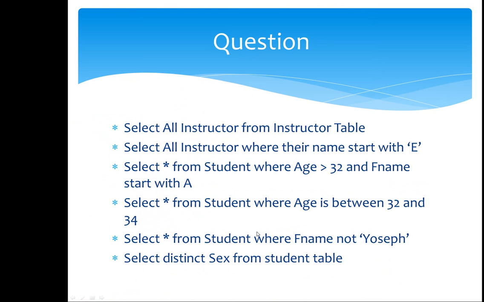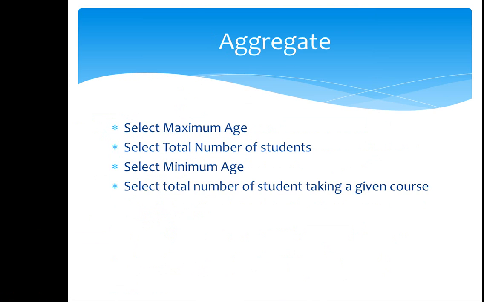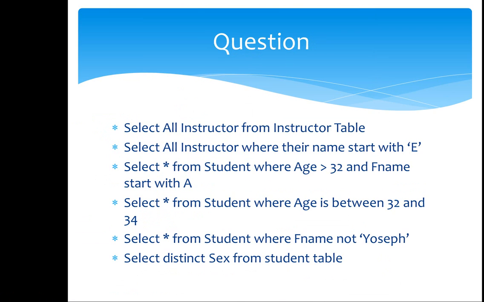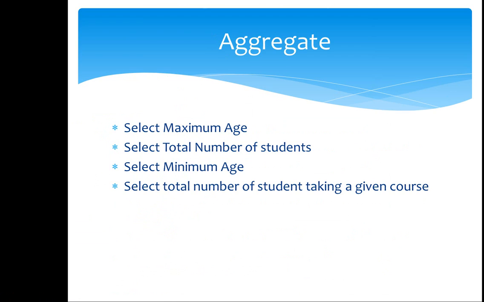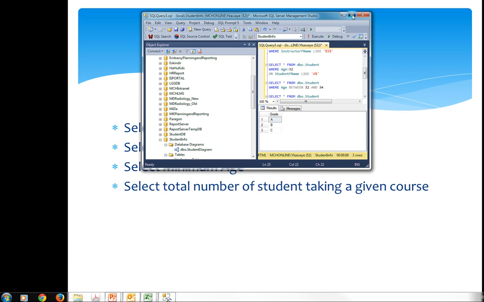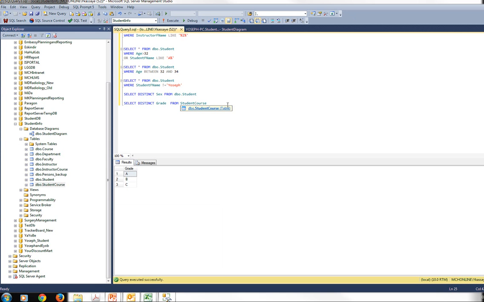The second one that we will see in the next section is aggregate value. How can we select the maximum age from a student? How can we select total number of students? How can we select minimum age? How can we select total number of students taking a given course? So this is a very important question. Aggregate means using mathematical operation. That means sum, minimum, maximum, and average are called aggregate functions.